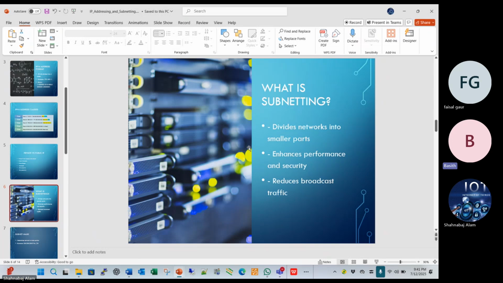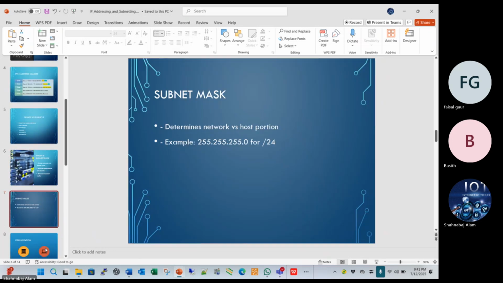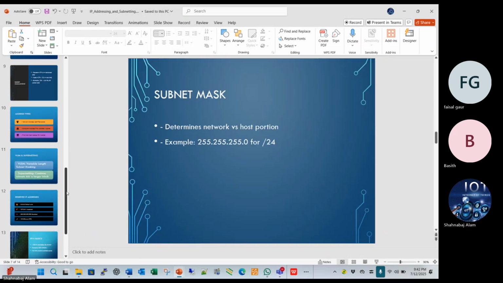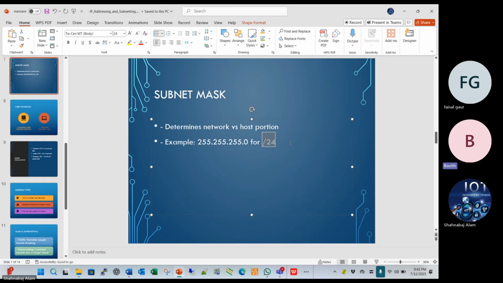Also getting it divided the network into... about this, why we are using it.